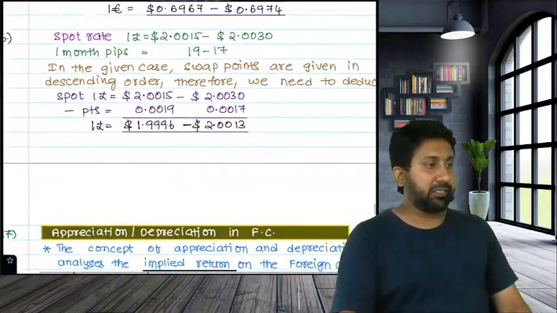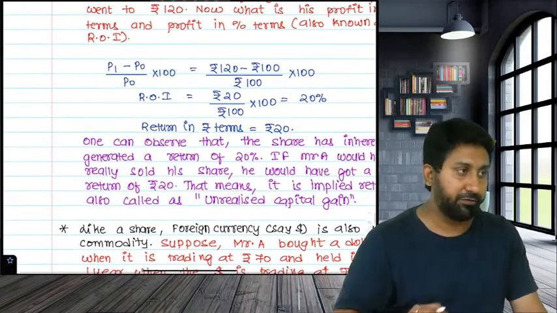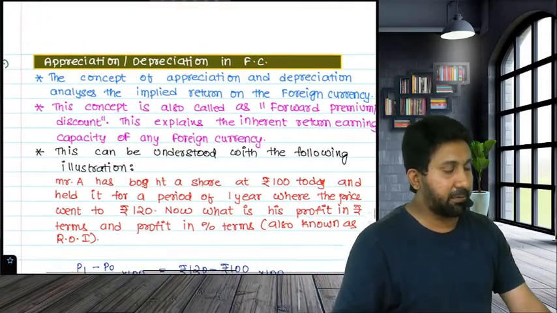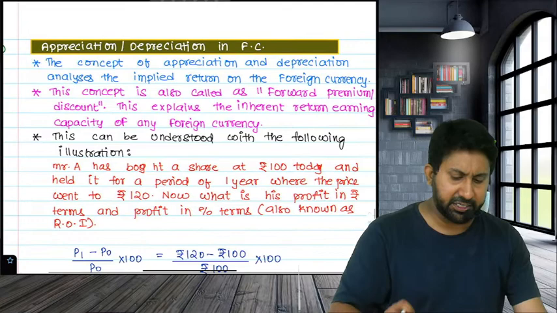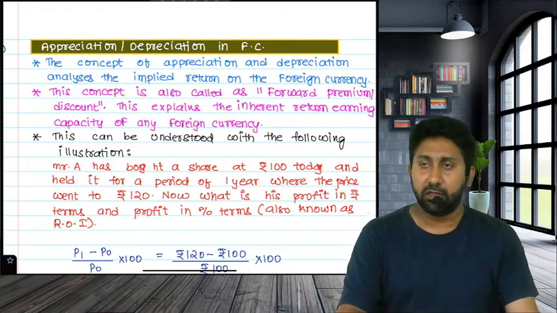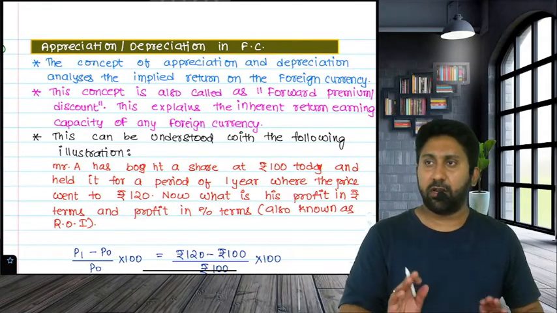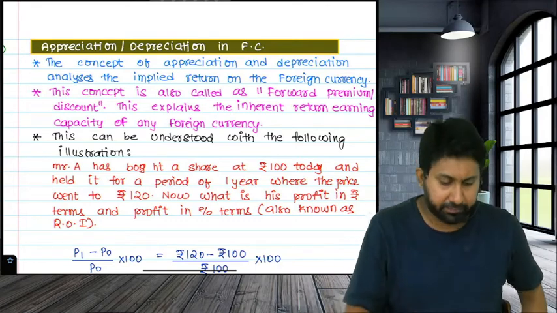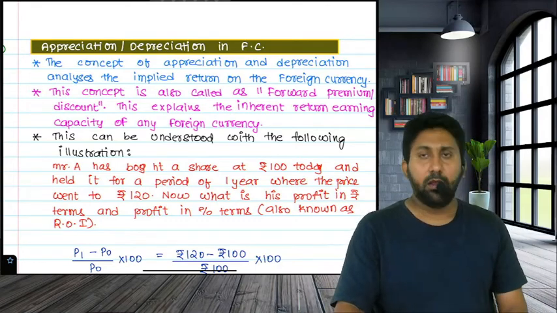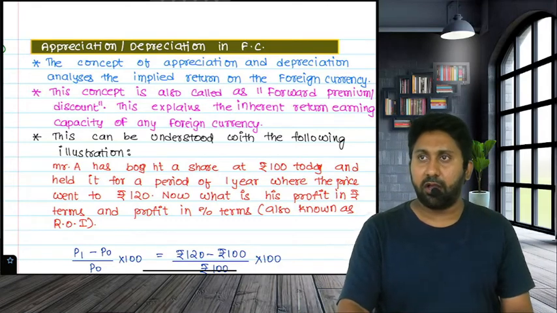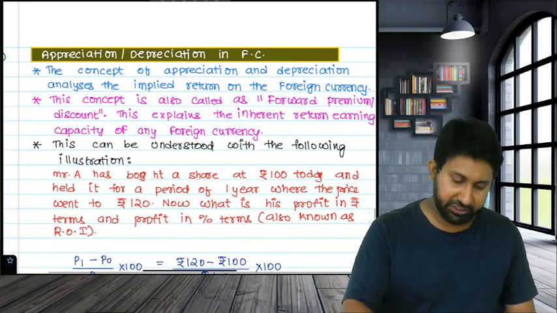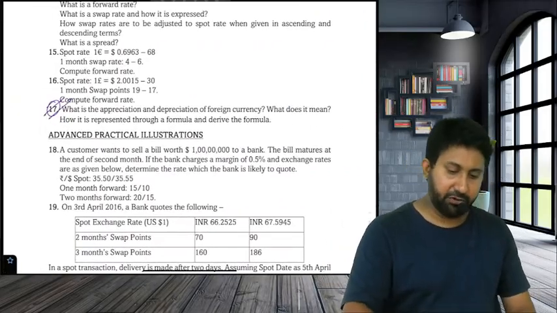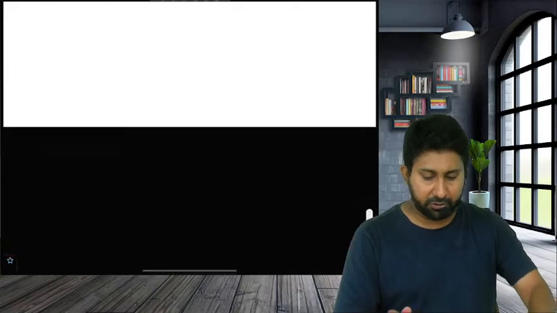Once these notes are completed, we have one small problem which we need to compute. Once that is completed, you will also be thorough in understanding appreciation and depreciation in foreign currency. Okay, so let us start with our discussion. See here, what is this concept of appreciation and depreciation? I will give you quite good examples to understand this.